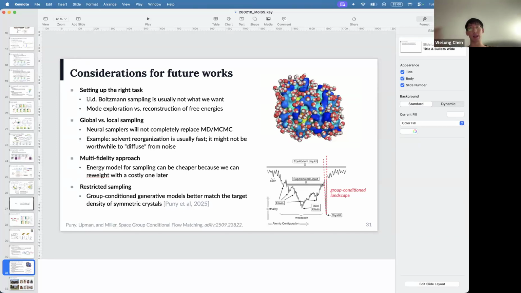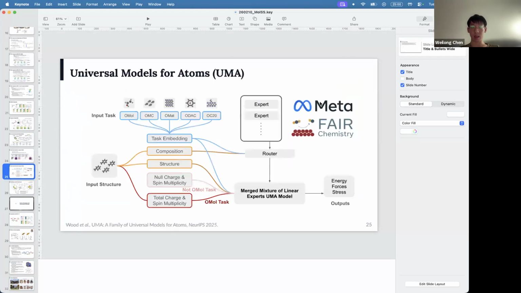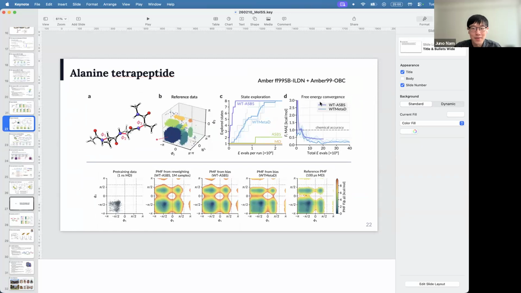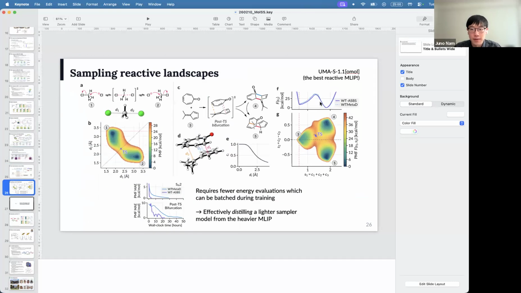So here, for all the energy evaluation, you use this UMA model, right? I think it's again implicit solvent in this case. The previous alanine peptide benchmarks were done with Amber force fields, which are classical force fields. And for reactive sampling, I use the UMA model.